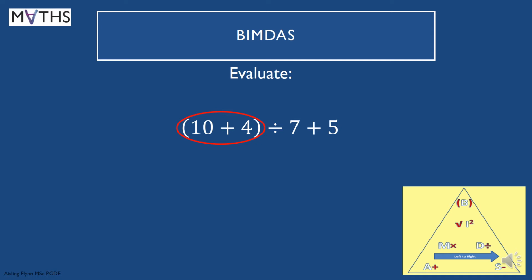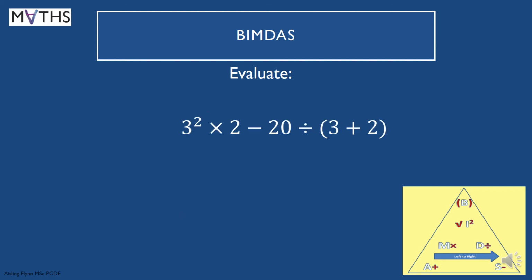Working down the page, 10 plus 4 can be replaced by 14. Now we look at the problem again. We look at our triangle. We have a division and an add. BIMDAS tells us division should come next. So let's do division. 14 divided by 7 is 2. And we have 2 plus 5. That's addition. We can do that easily. The result is 7. So we've come to the end of that using BIMDAS.